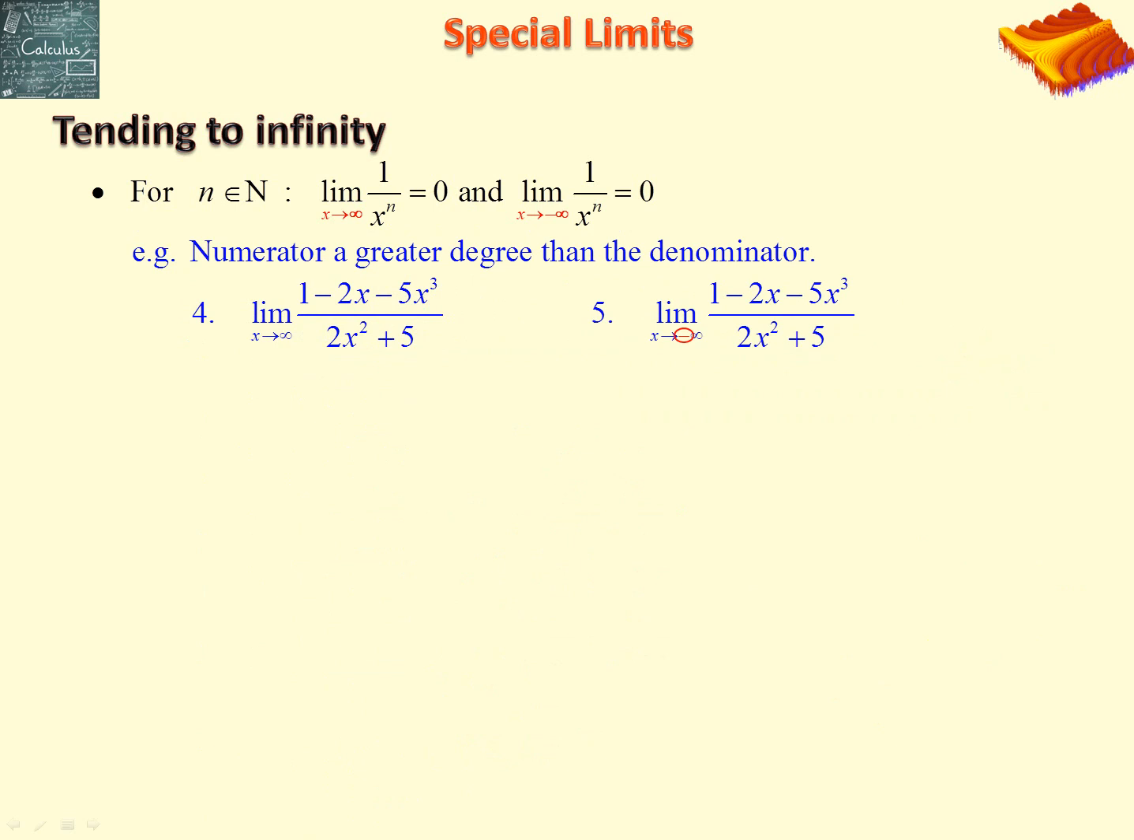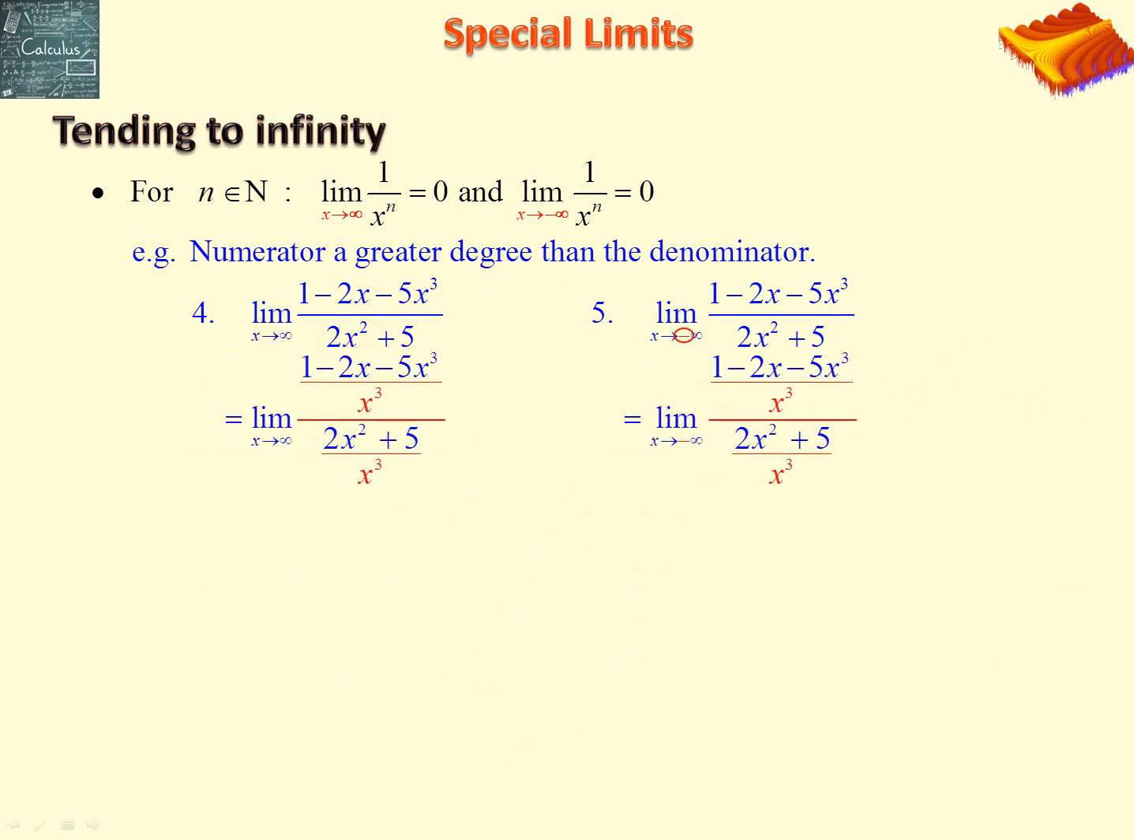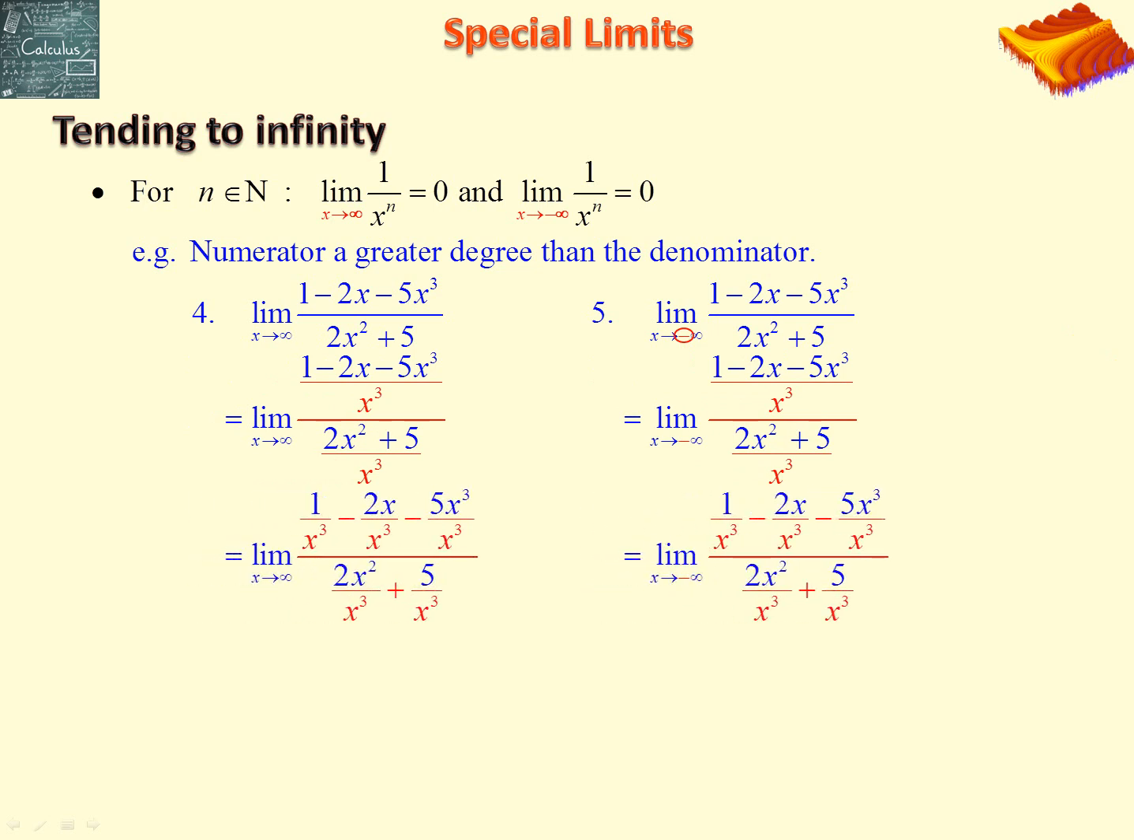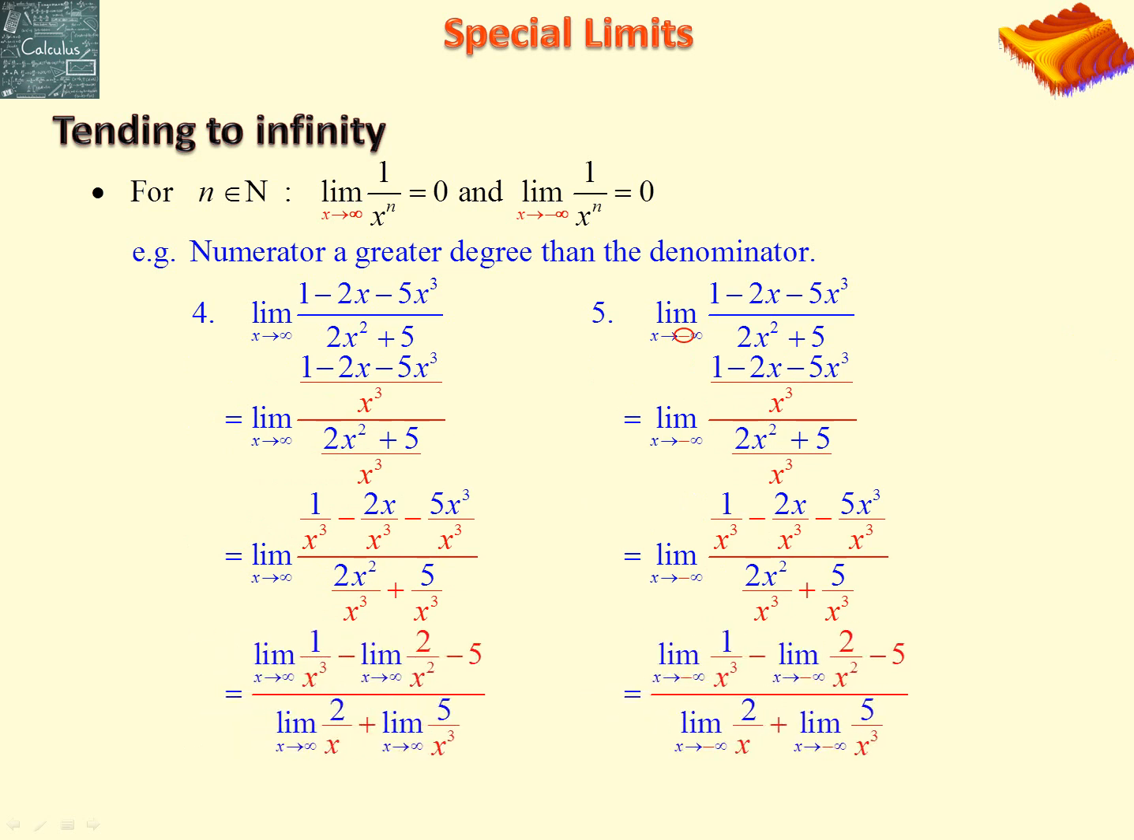Numerator greater degree than denominator. So if x is tending to infinity, same process, dividing through by the highest power of x. We end up with that. Now this is getting bigger and bigger and bigger. So therefore overall we can argue that it's going to tend to infinity and that one's going to tend to negative infinity.